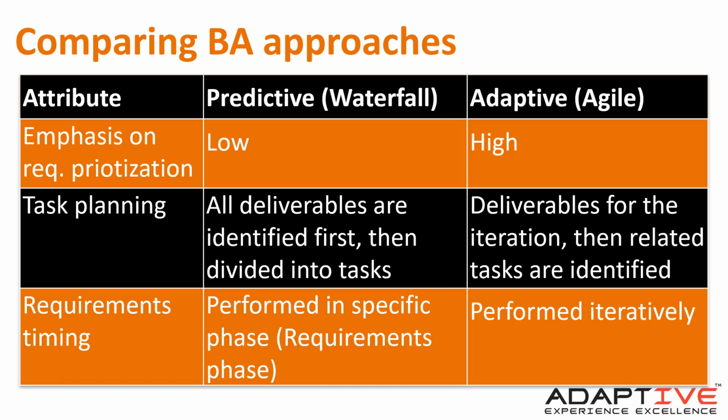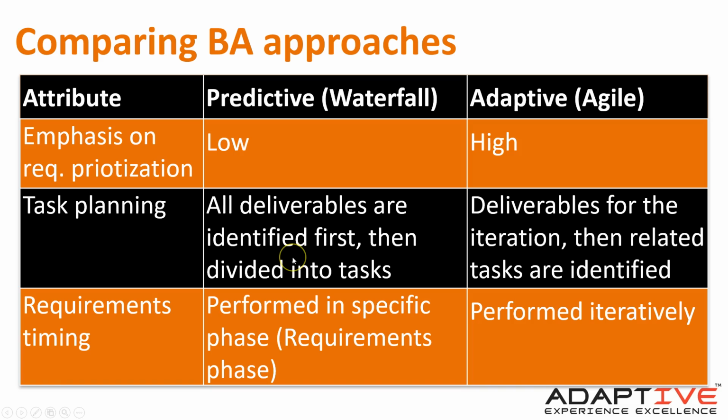Emphasis on requirements prioritization. In a true full-on predictive, you don't have to prioritize because you're doing all of it. You'll still prioritize, but it's not a big deal. When you're implementing incrementally or iteratively, you have to have prioritization to know which requirements you're going to focus on next. So that's one element.